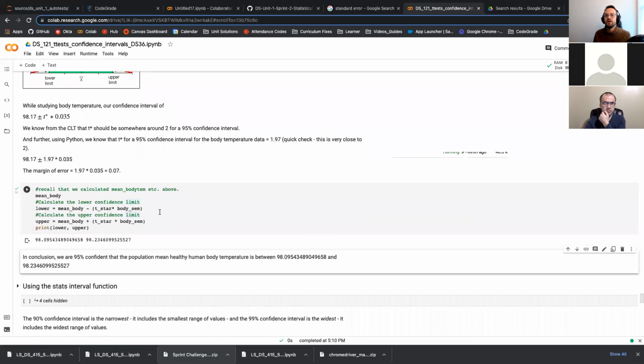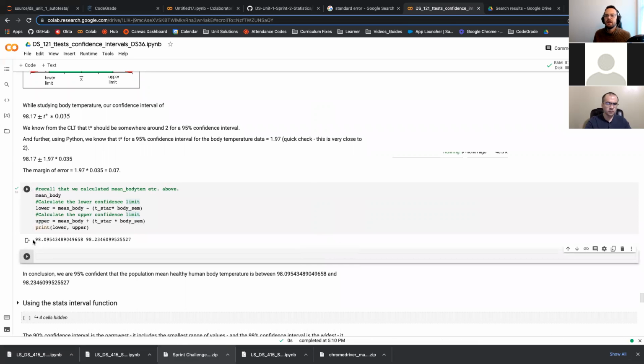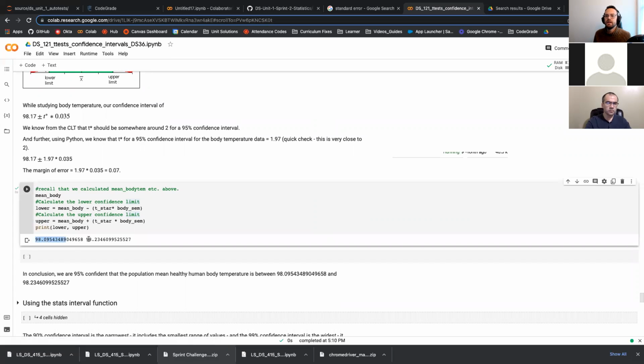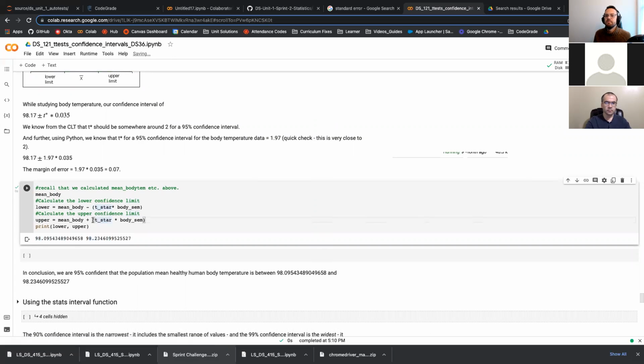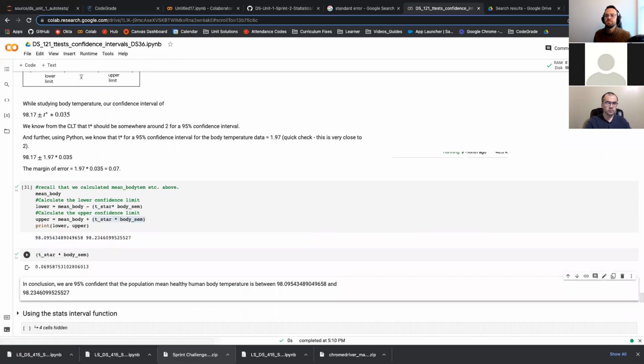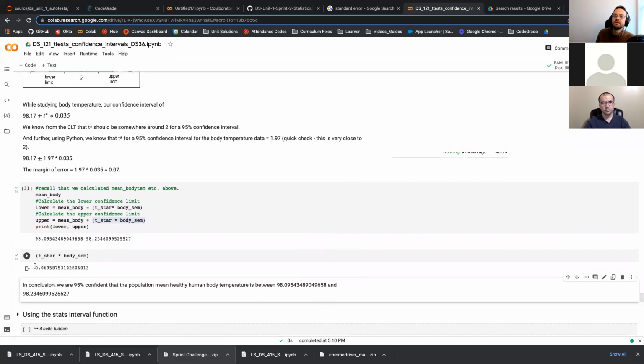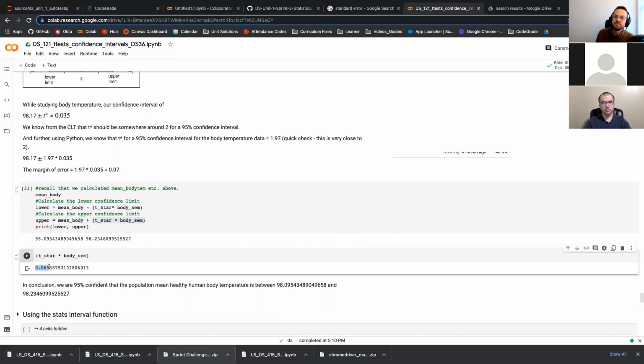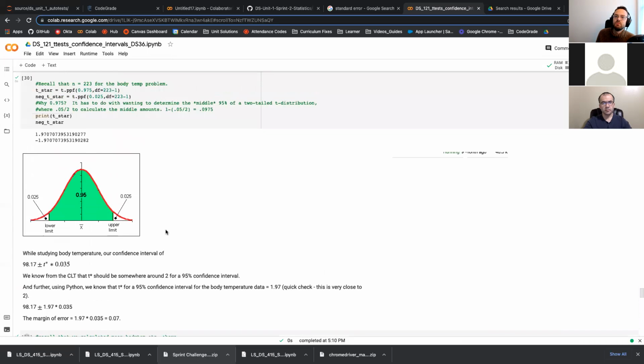Okay, this value calculates your confidence intervals, your lower and upper band, but this critical value, T star times standard error, tells you in which direction, above and below your mean, your margin of error is going to be, or where that confidence interval is going to be. So in other words, this is your margin of error, 0.07.